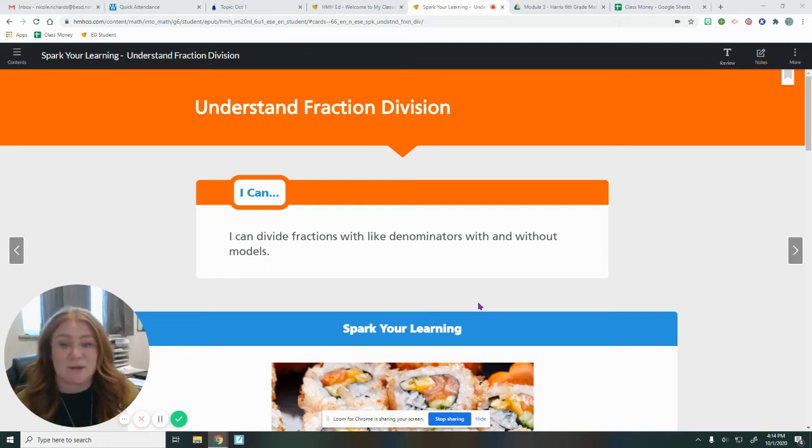Today's lesson is 3.1. So we are going to be starting a new module about dividing fractions. So today we just want to understand, what does it mean to divide fractions? How do we set up the problems? So we are going to be dividing fractions with like denominators, with and without models today. So we'll be drawing some pictures and also just doing the math.